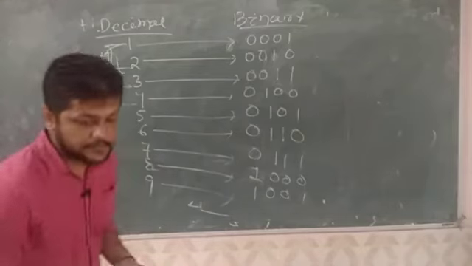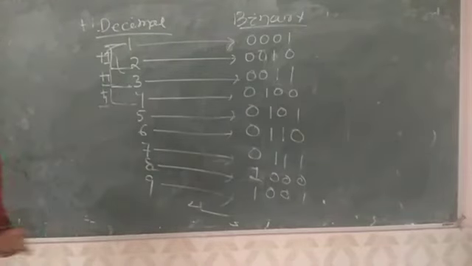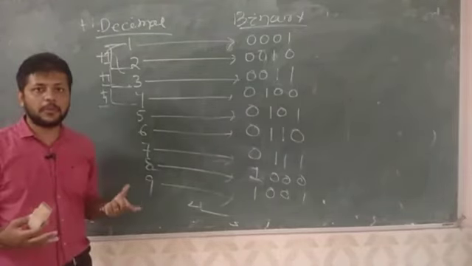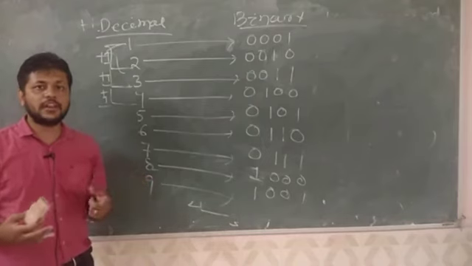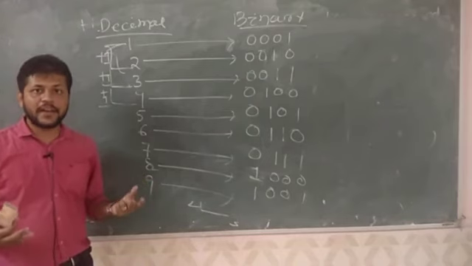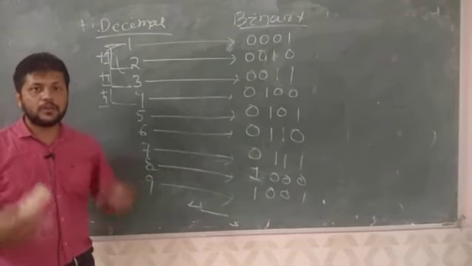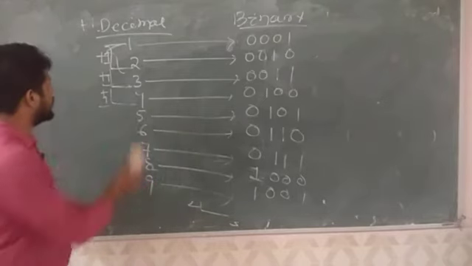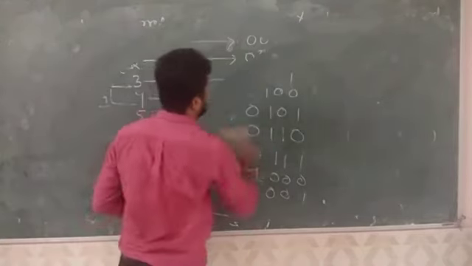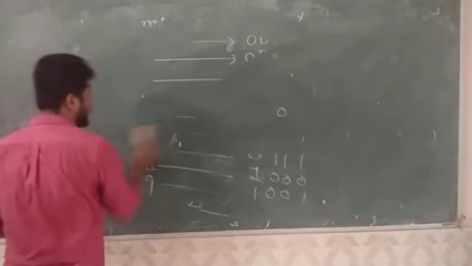So this is the basic formula you need to remember, that is 2 to the power n must be greater than the given number, in order to find the number of bits required to represent a binary number. Now we will see binary addition.